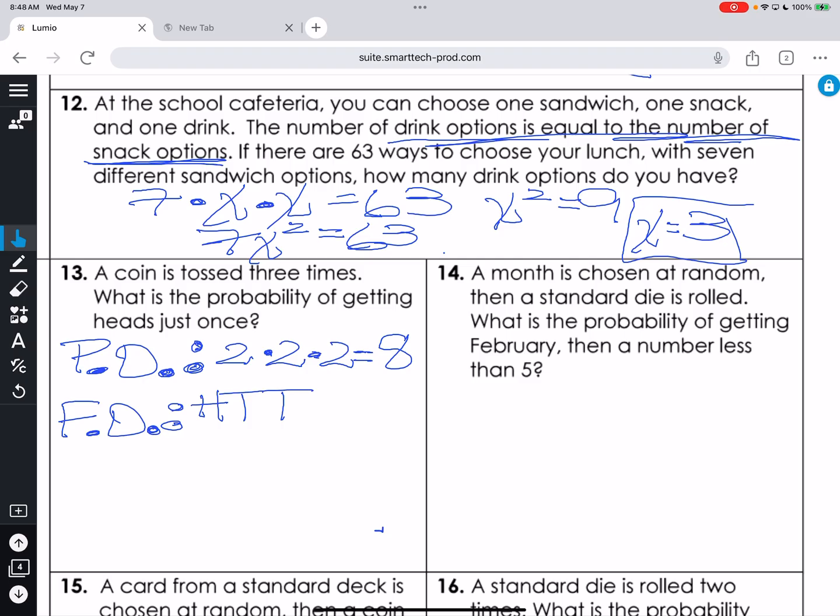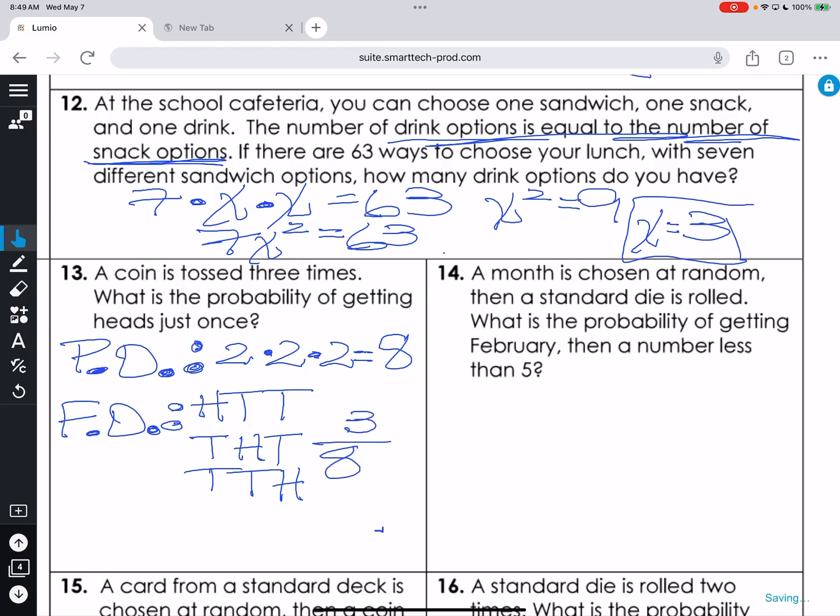All right, so we want heads to happen one time. So the first time, and we're tossing 3 times. So if we get a tail the first time, then we could get a head in the middle, but that means we're going to have a tail at the end. Absolutely. Then we could get tails, tails, head. So what is our probability of tossing a coin 3 times and having heads happen just once? 3/8.